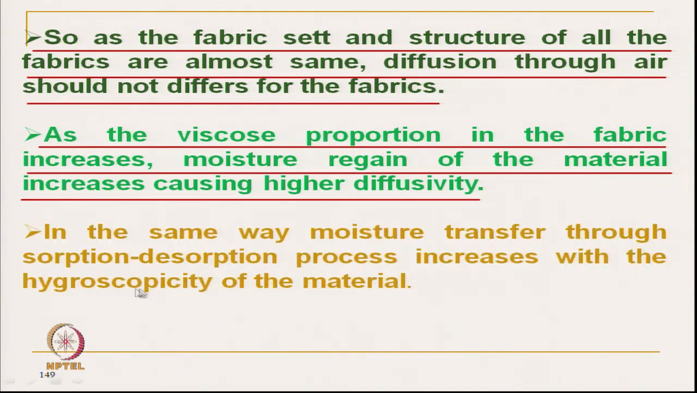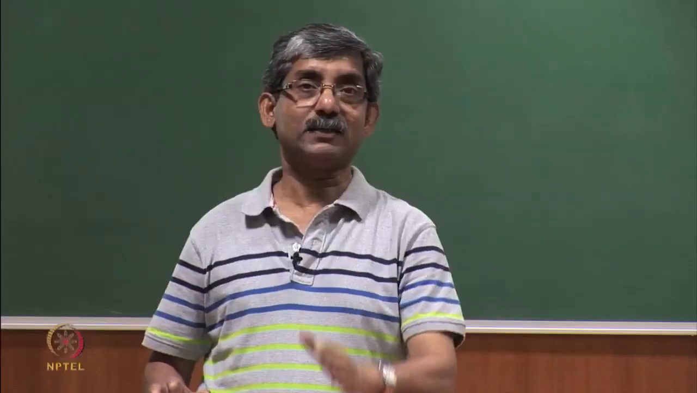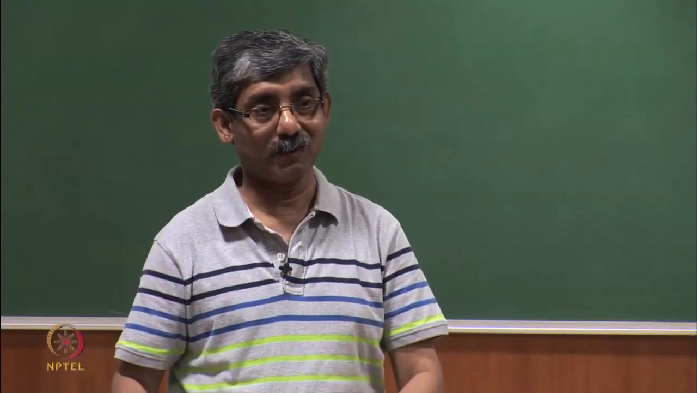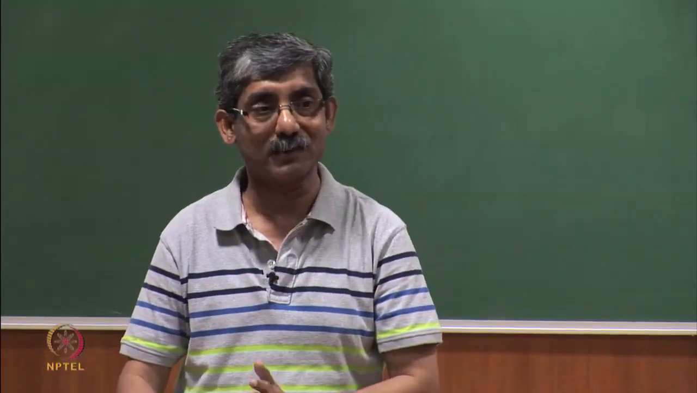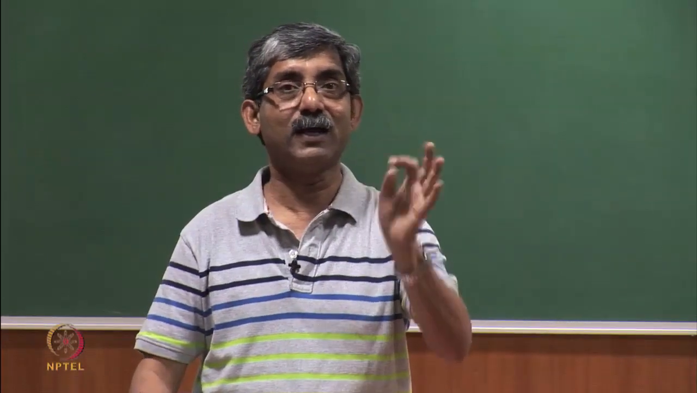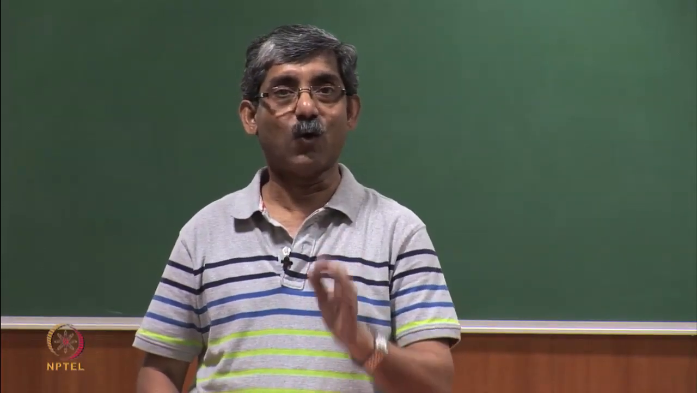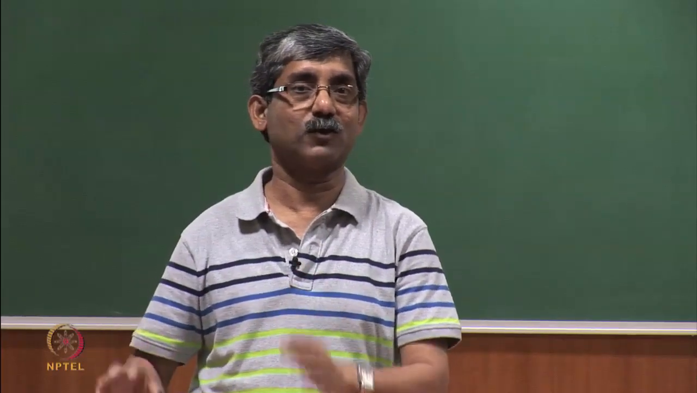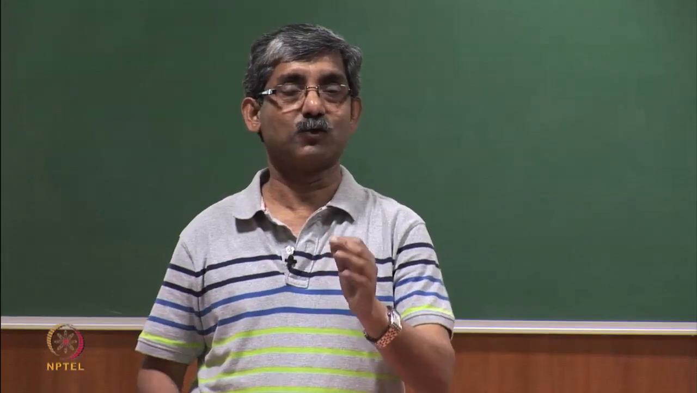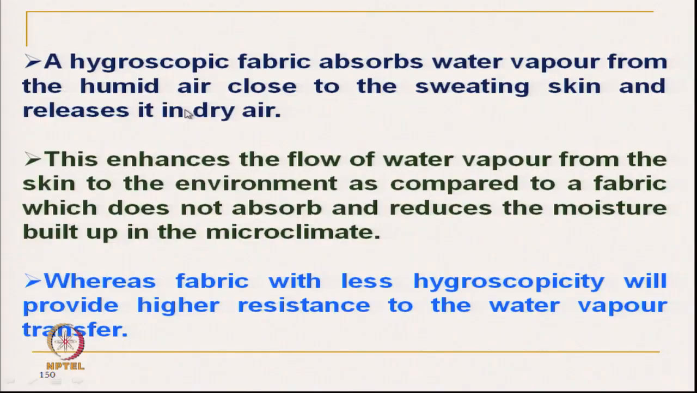In the same way, moisture transmission through the sorption-desorption process increases with the increase in hydrophilicity of the fiber. In this particular case, when the porosity of the fabrics is the same and only the hydrophilicity of the fibers increases, Fickian diffusion is not the factor; non-Fickian diffusion and sorption-desorption come into the picture. At a lower activity level, a highly hydrophilic fiber like cotton or viscose fiber is suitable. Hygroscopic fabric absorbs water vapor from humid air close to the sweating skin and releases it at the dry side. This we have already discussed. Fabric with less hygroscopicity provides higher resistance to air.